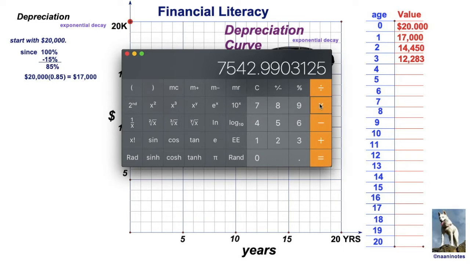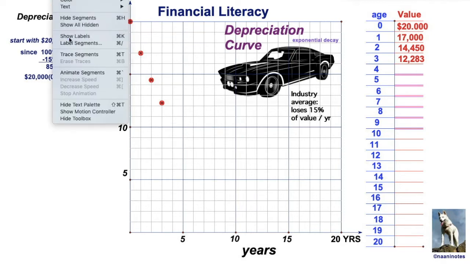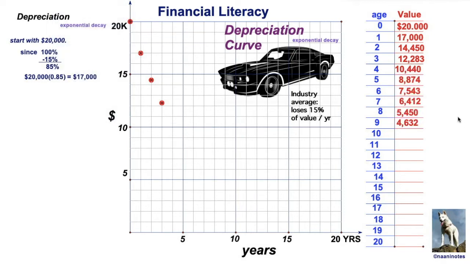Times 0.85 again. Are you getting those numbers? I hope so. Times 0.85 again. Well, gee, I lost track of how many we did, so I think we did these. So let's do this. Whoa, hey, that's slick. So these are the numbers I got. You know, I'm not going to write down the pennies because honestly, that doesn't make sense.